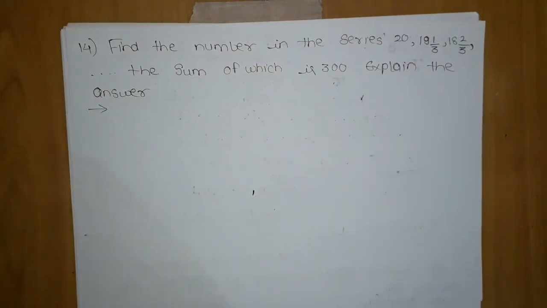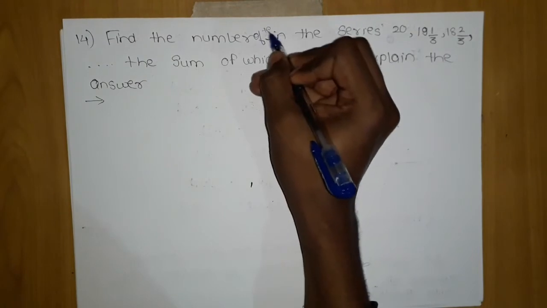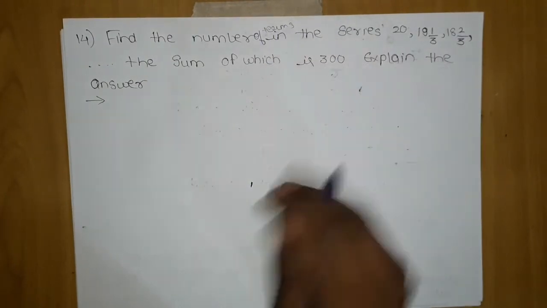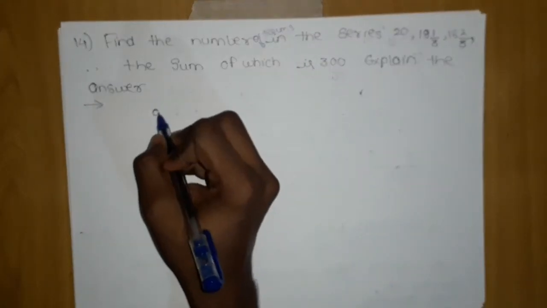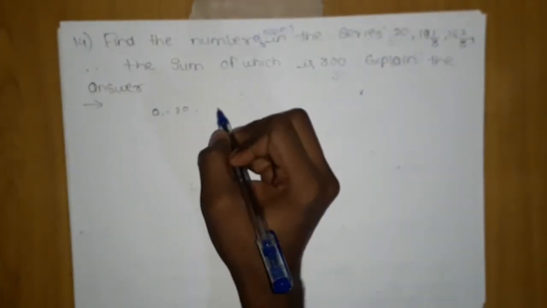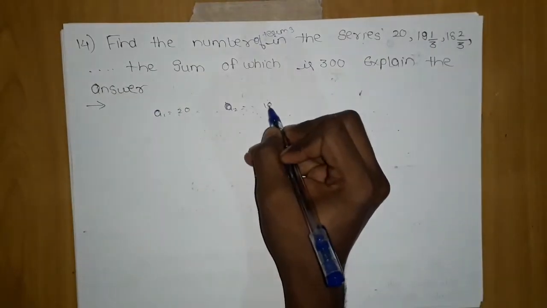The next question tells us to find the number of terms in the series 20, 19 1/3, 18 2/3, and so on, the sum of which is 300. Explain the answer. So we want to find n, the number of terms. First of all, it is in fractions. I have a1 equal to 20, and my a2 is 19 1/3.